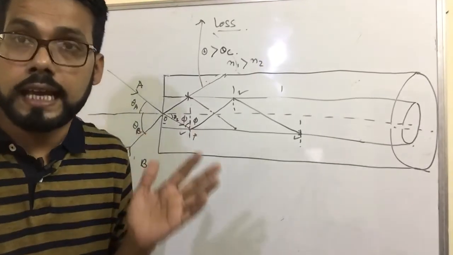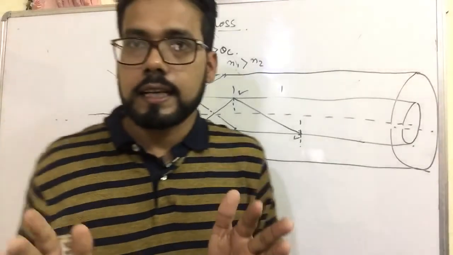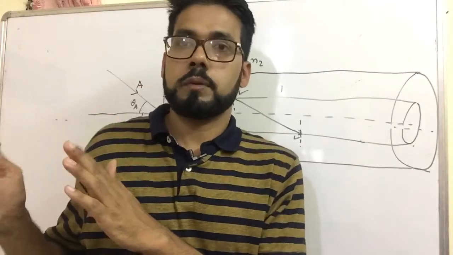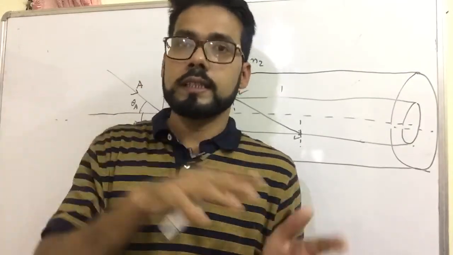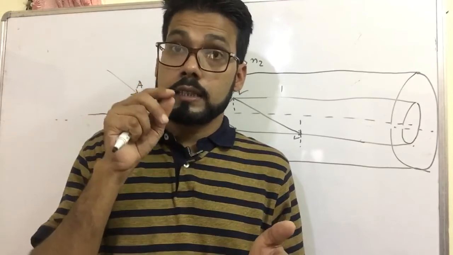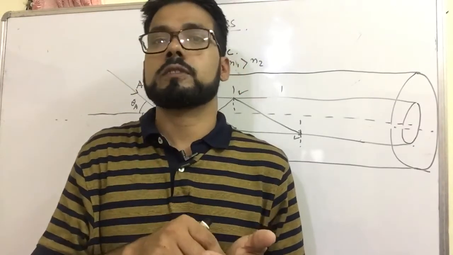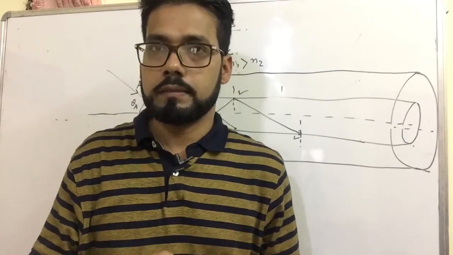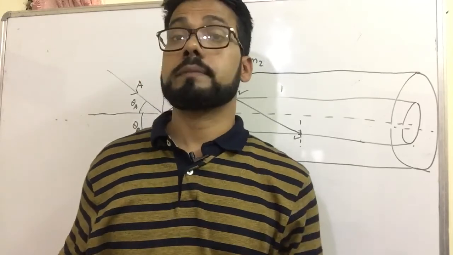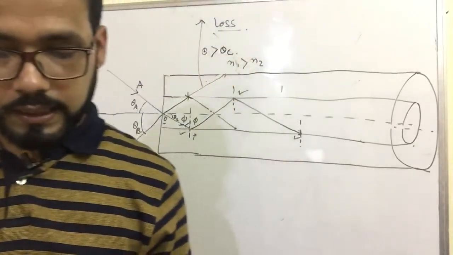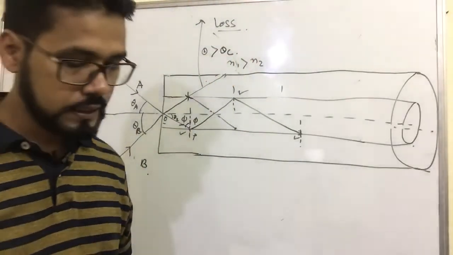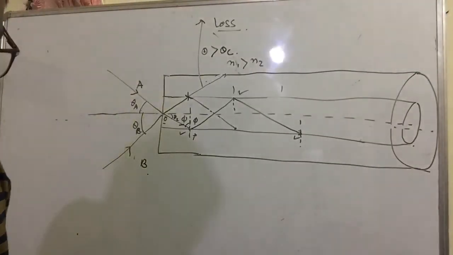Acceptance angle means the angle of incidence, coming from a basic medium toward the cable, at which total internal reflection takes place inside the optical fiber. Okay, this is called the acceptance angle. For the measurement of the acceptance angle, I can easily tell you.